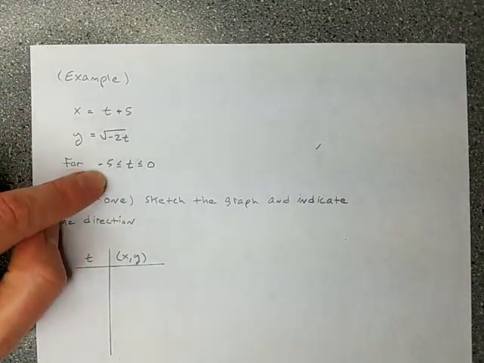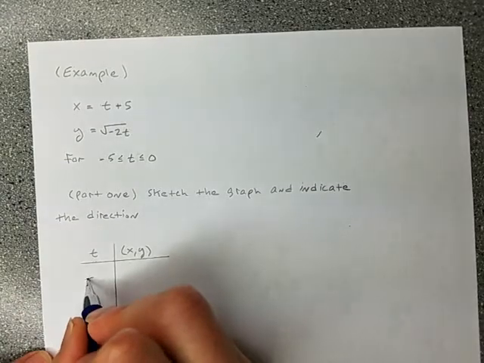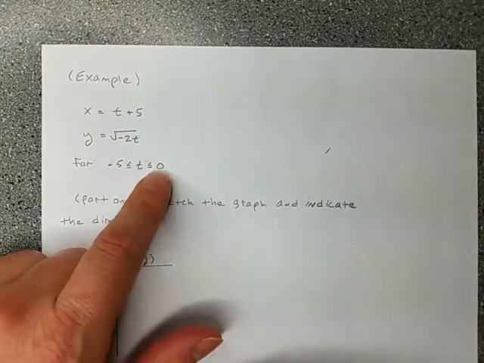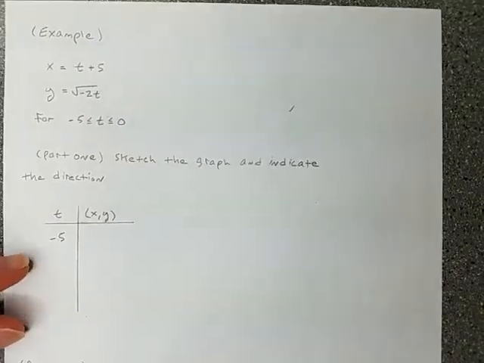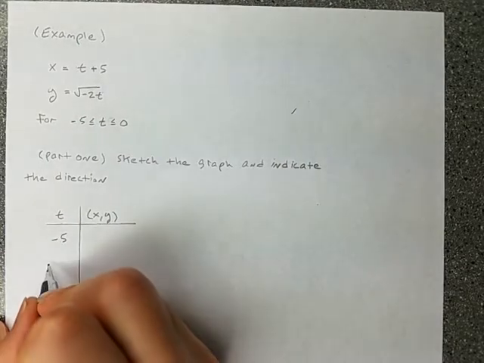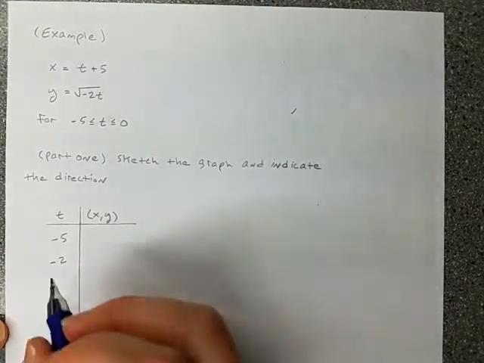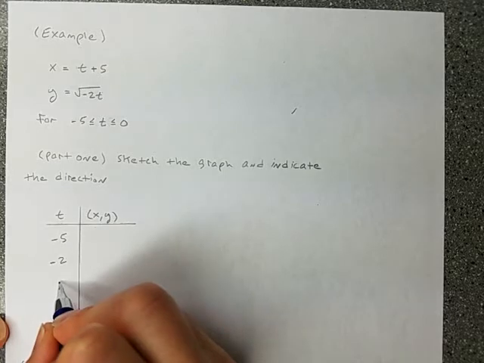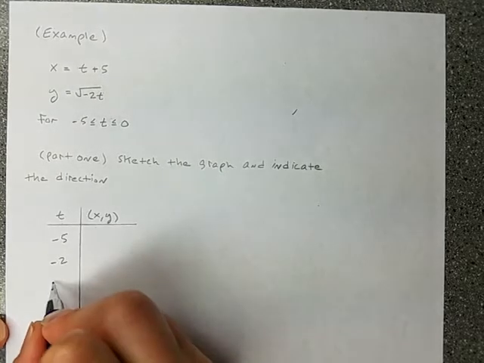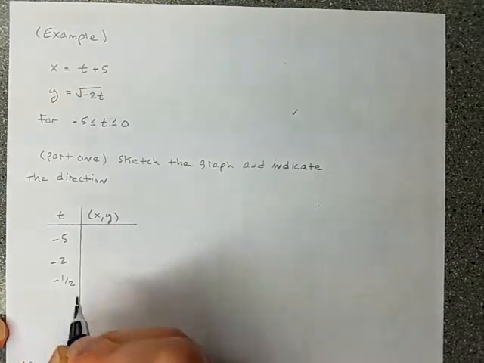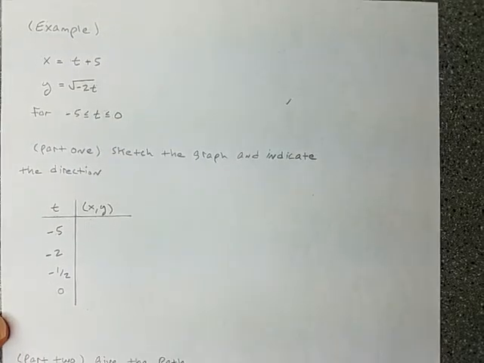So maybe I'll start with negative 5, and I'm going to work my way to 0, but I want a few intermediate numbers, so I'll do like negative 2, and I'll do, I don't know, how about negative 1/2? I think that would be a convenient number, and then 0. How about that? Let's try it.